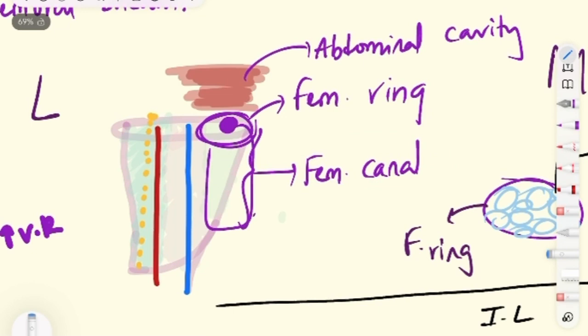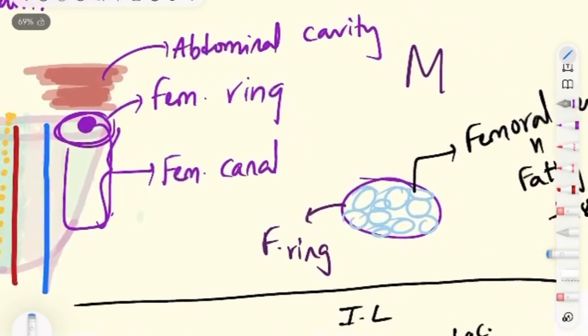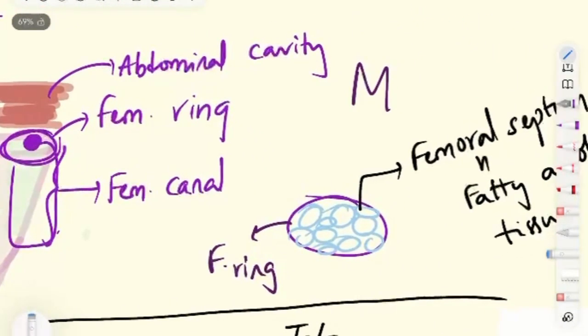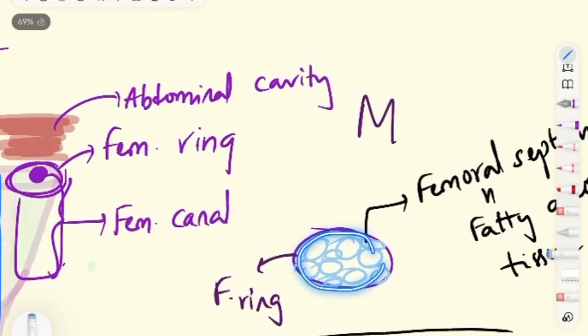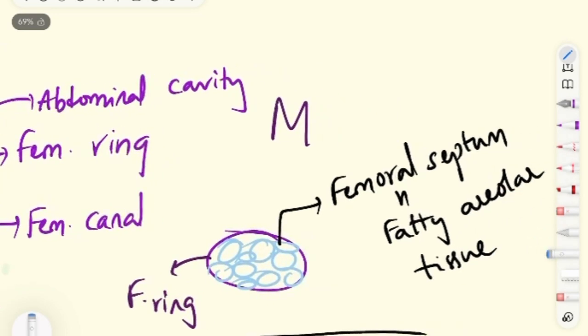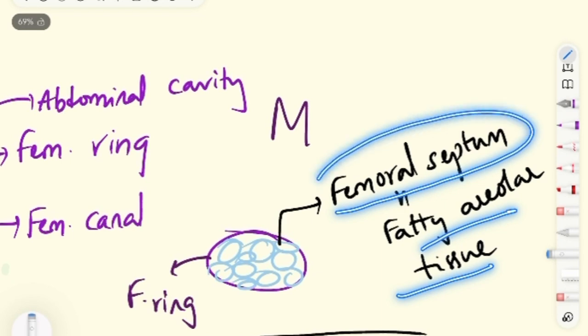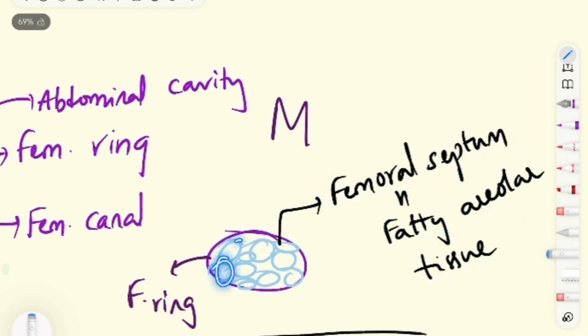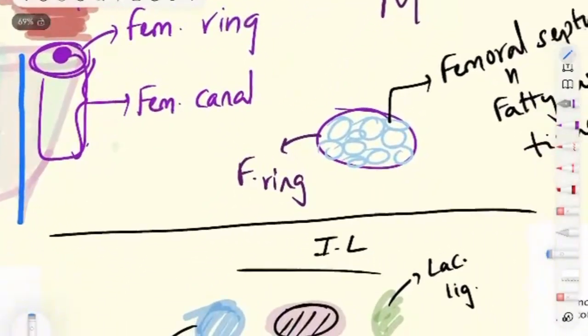This part is the femoral canal, and the upper part of this is known as the femoral ring, which opens into the abdominal cavity, right? So this is the femoral ring, and it opens into the abdominal cavity. Now let us talk about this femoral ring. It is basically covered or closed by fatty areolar tissue, which is known as the femoral septum. That is about the femoral ring.